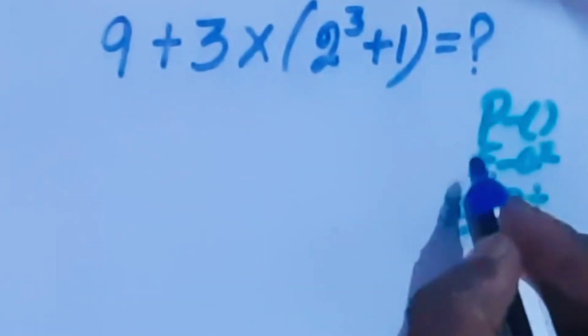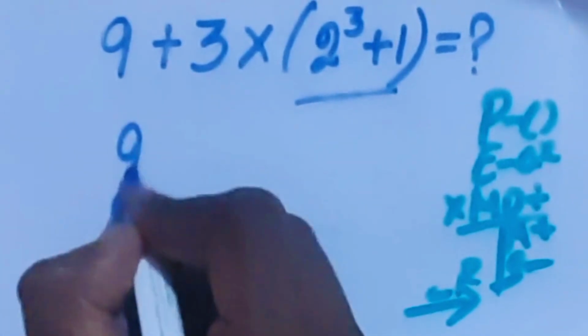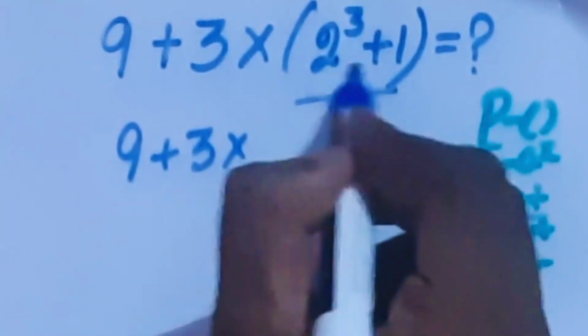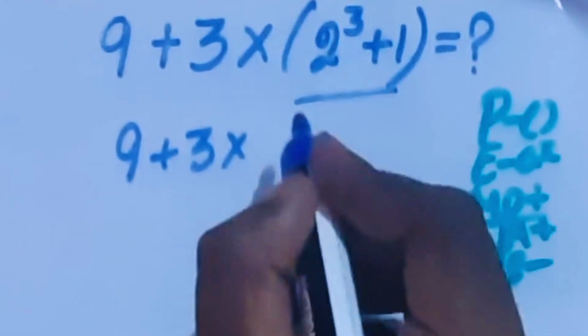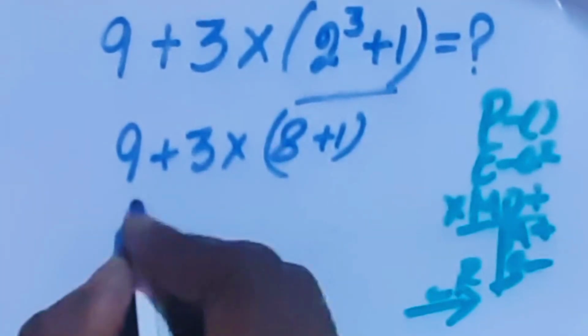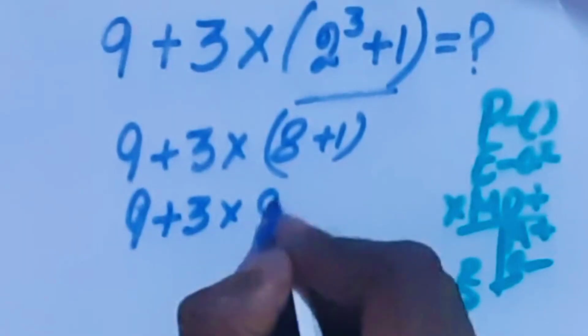As per this order of operation PEMDAS, the bracket is higher priority. So we have to do this bracket before this operation here. 9 plus 3 times, here in the bracket we have two operations. One is exponent, the other one is addition. So we have to do this exponent before this addition. So 2 power 3 is 8, plus 1 in bracket. Here 9 plus 3 times, here 8 plus 1 is 9.